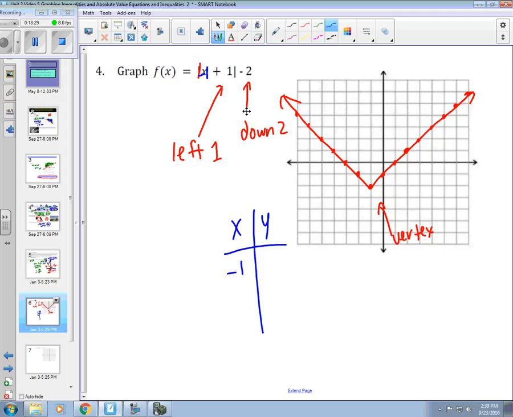Absolute value of 0 is 0. Minus 2 would be negative 2. We should see a point at negative 1, negative 2. Yep. What if we put, say, 0 in there? What if we put 0 in for x?